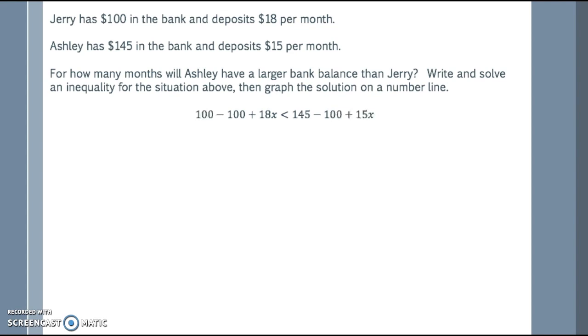We'll first start by subtracting 100 from both sides, giving me 18x is less than 45 plus 15x. Let's combine our x's by subtracting 15x from both sides. This then gives us 3x less than 45. We'll divide each side by 3 so that x is less than 15. So the number of months has to be less than 15 to represent the number of months in which Ashley will have a larger bank account.